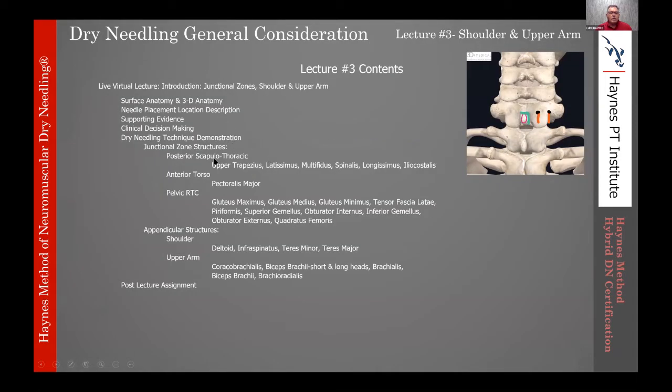We will cover here the upper traps, the lats, again, multifidus, spinalis, longissimus, iliocostalis. On the anterior torso, this lecture will hit pec major. In the pelvic rotator cuff, we'll hit the glutes, TFL, piriformis, and then the smaller, deeper rotators of the hip. When we get to the appendicular structures in the shoulder, we'll look at deltoid, infraspinatus, teres minor, teres major, and then in the upper arm, coracobrachialis, biceps, brachialis, and then brachioradialis.